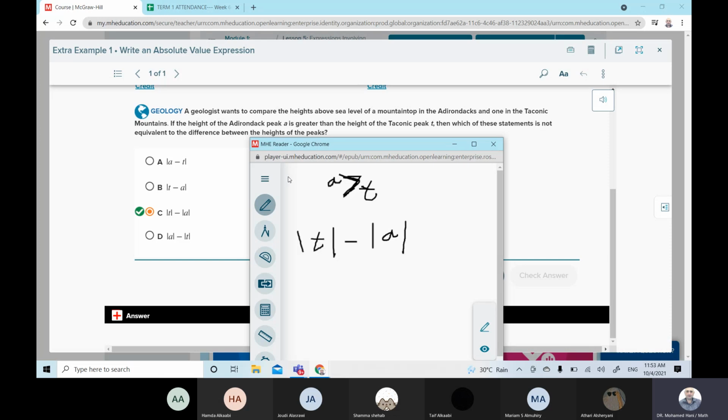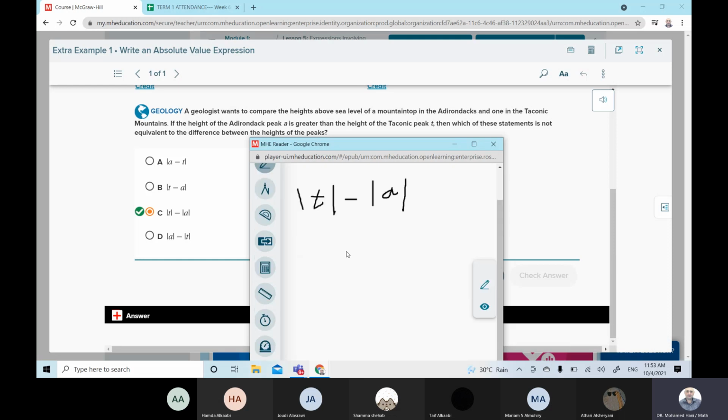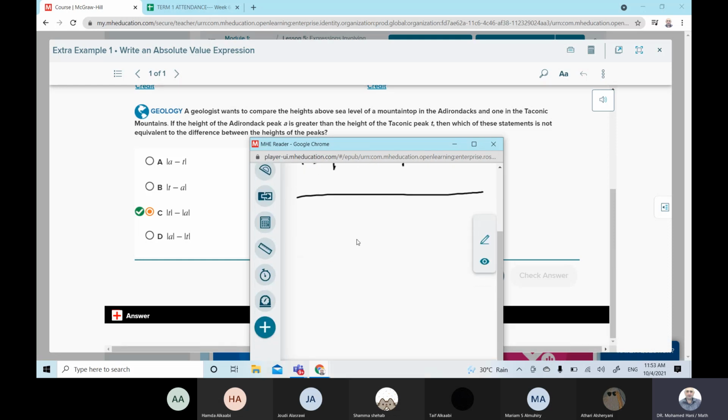Because he said A is greater than the height of the topic peak T. And here we want to know the difference between the heights of the peaks. So we have the absolute value of T minus the absolute value of A. But my question now: is the absolute value of Y minus X equal to the absolute value of X minus Y? Who can answer me?